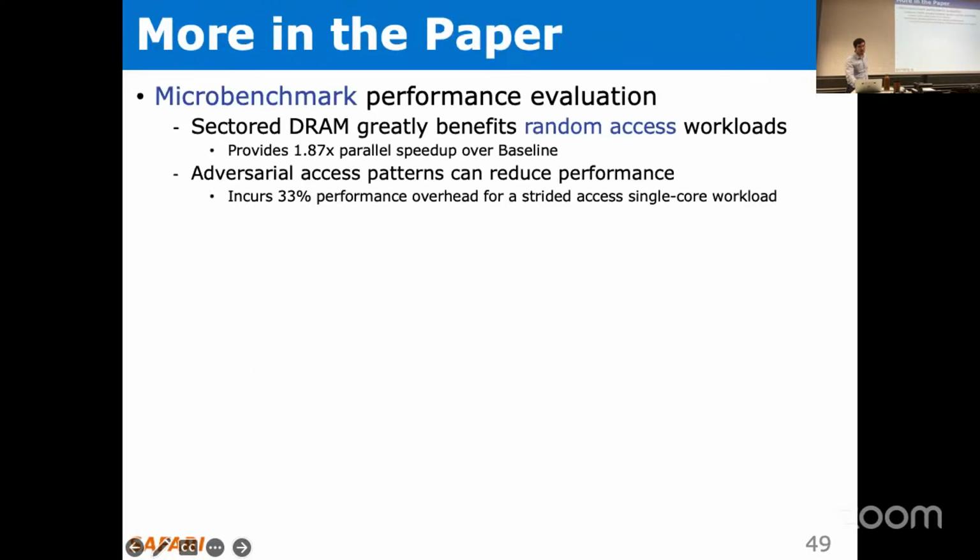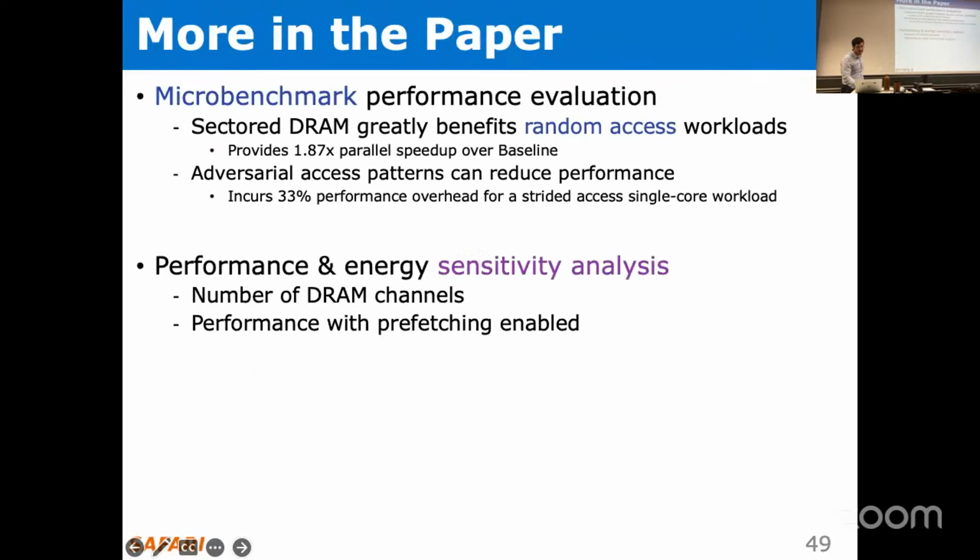We have a microbenchmark performance evaluation study where we show that the more random access your workloads get, the more benefits you have with sector DRAM. And if you are to develop an adversarial access pattern, something like a strided access workload, you can really hurt performance using sector DRAM also. You can induce up to 33% overhead.